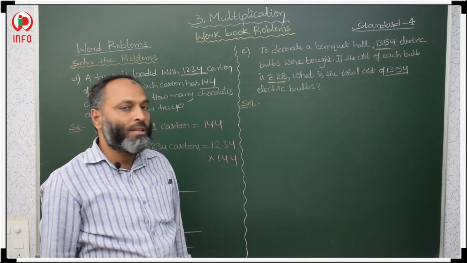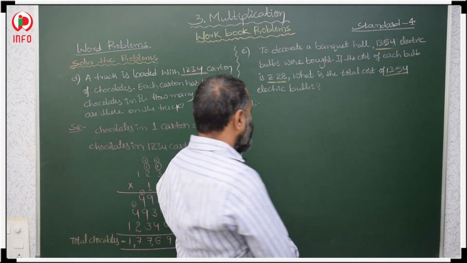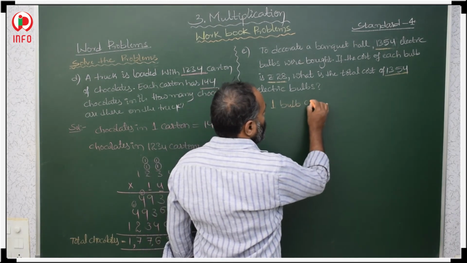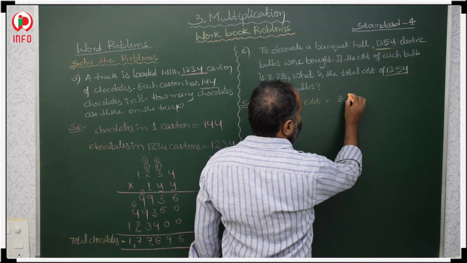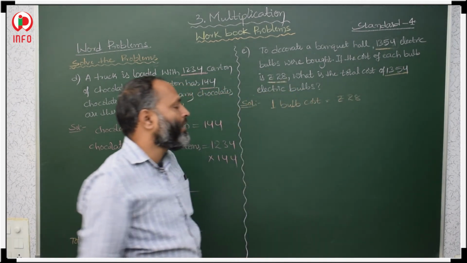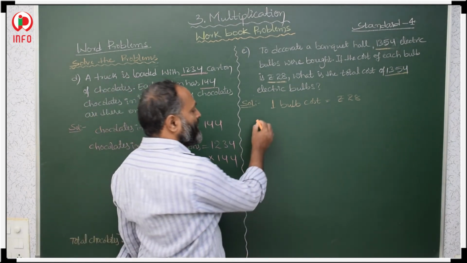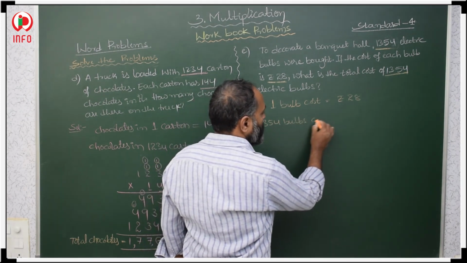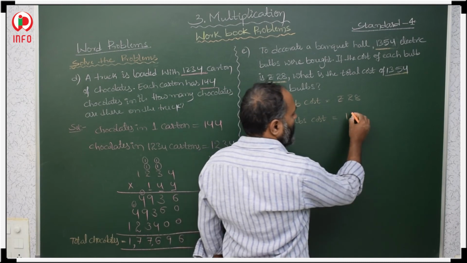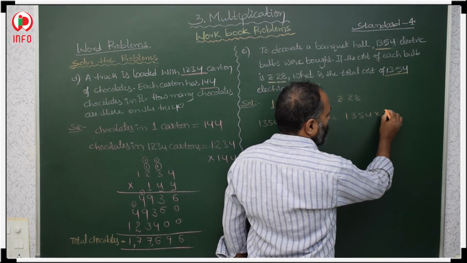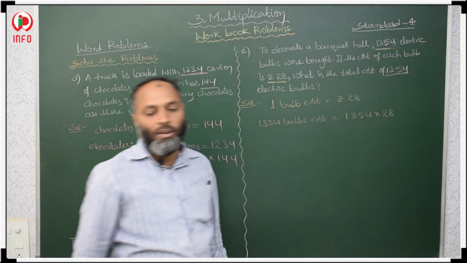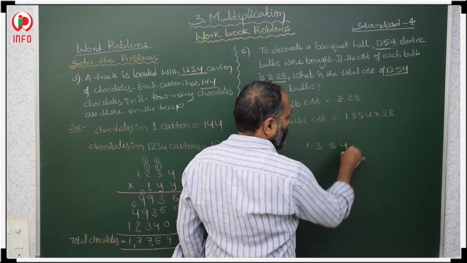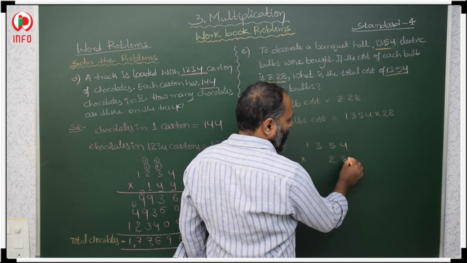So how many bulbs? 1,354. One bulb price is given, that is rupees 28. Now we have to find the price of 1,354 bulbs. What we have to do? We have to multiply 1,354 with 28. Then how to multiply? 1,354 we have to multiply with 28.